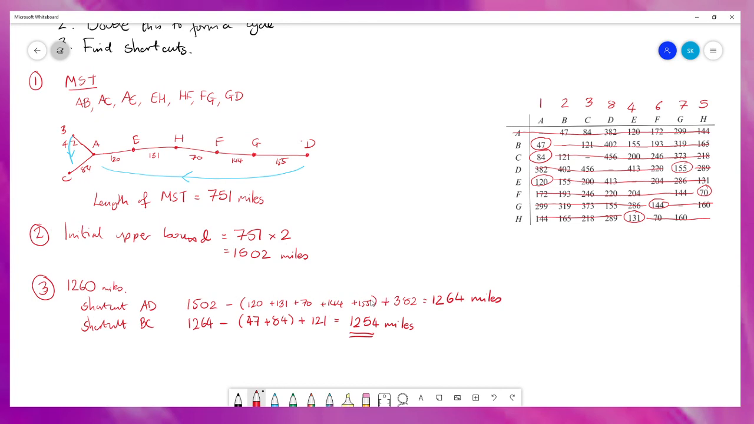Depending on the textbook you use, the examples might justify it in a slightly different way. They may say shortcut A to D saves us 238 miles, and then do 1,502 minus 238 to get this 1,264. Either way, it's doing the same maths, just writing it down in a different way. But that is the first of the two methods to find an upper bound for the travelling salesman problem.